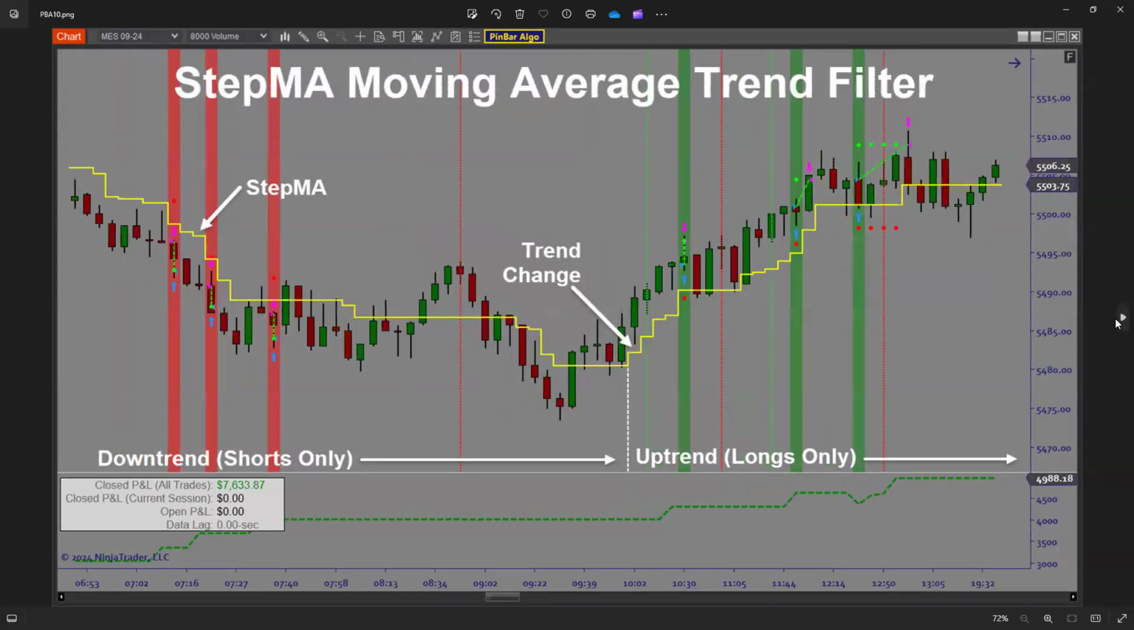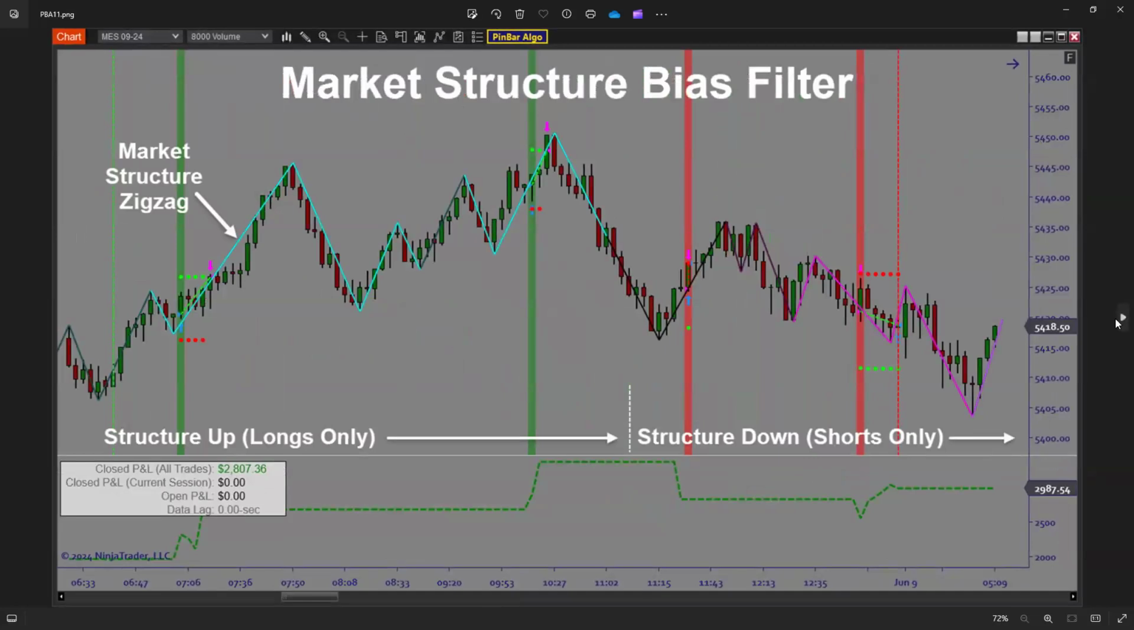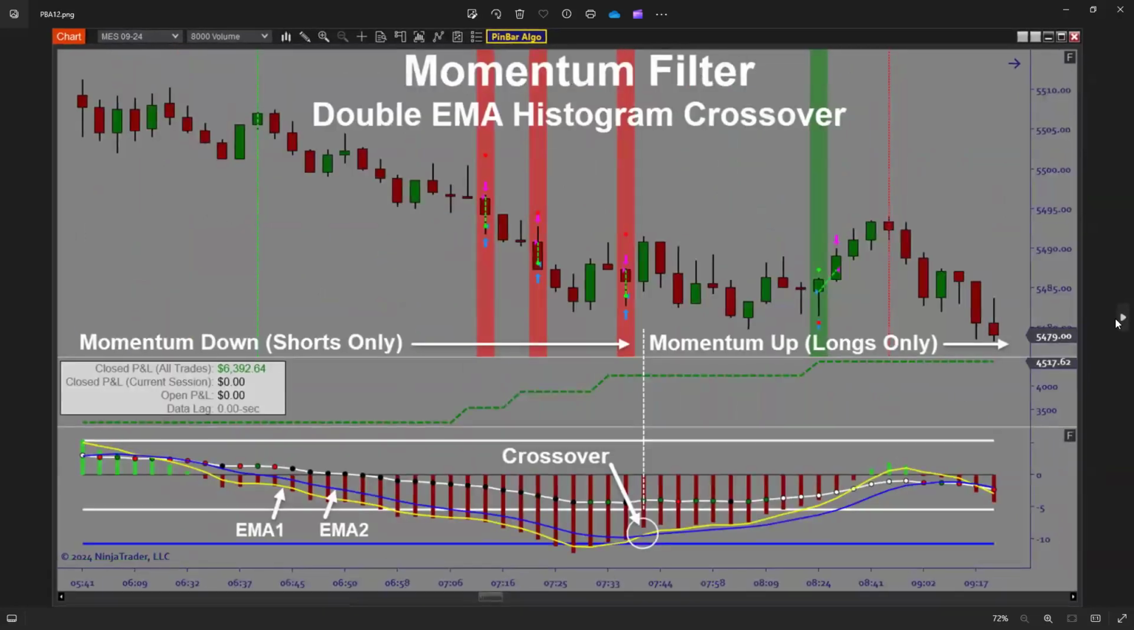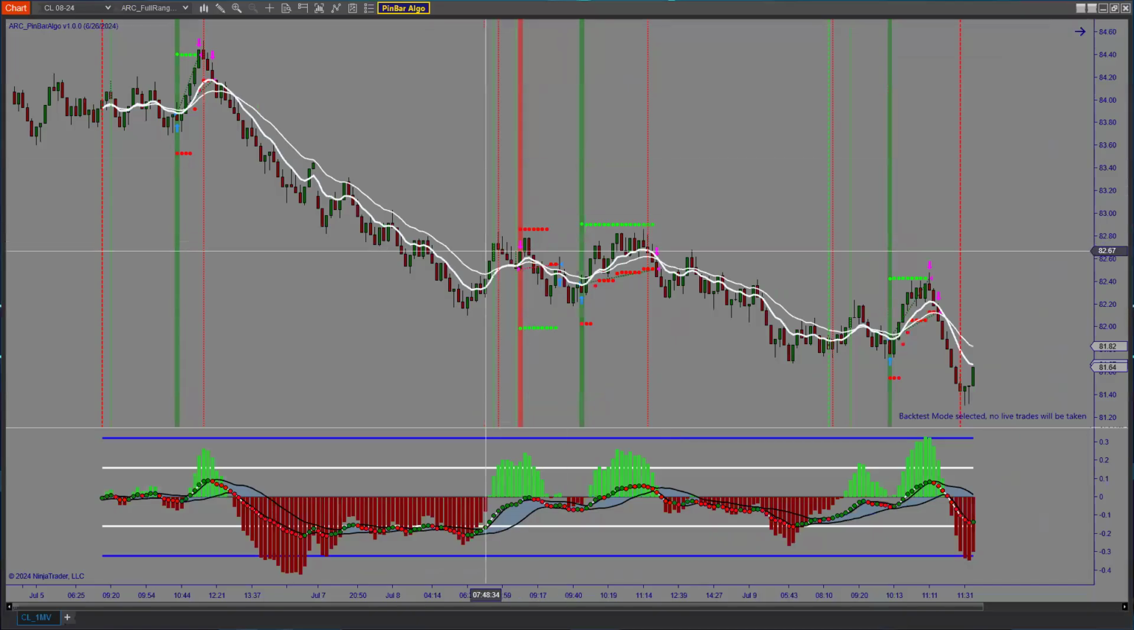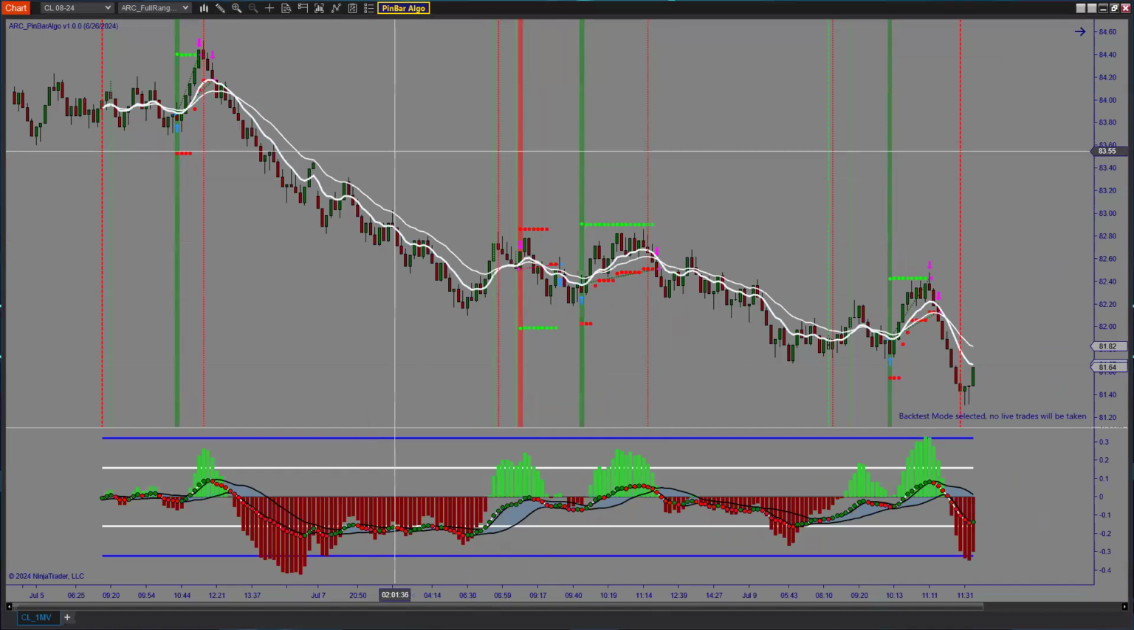A stepping moving average, market structure. And then you can also use double EMAs on the momentum. You can flip those as well if you want to trade reversals. And there you go. So that's kind of a quick overview.